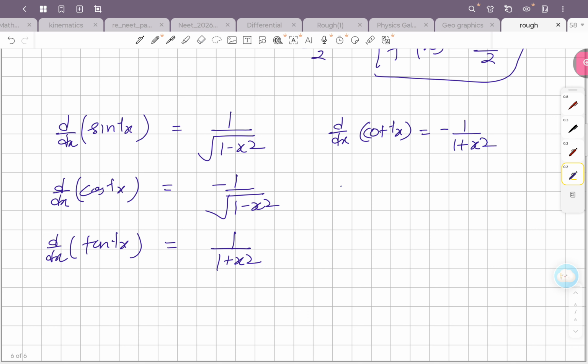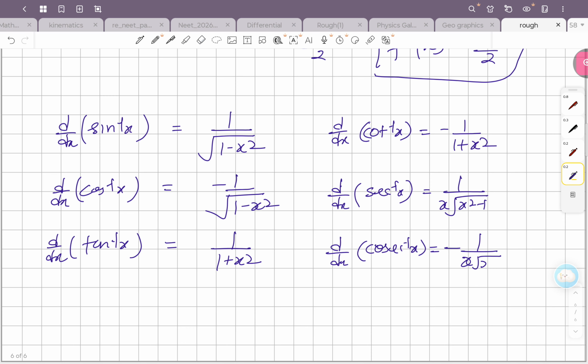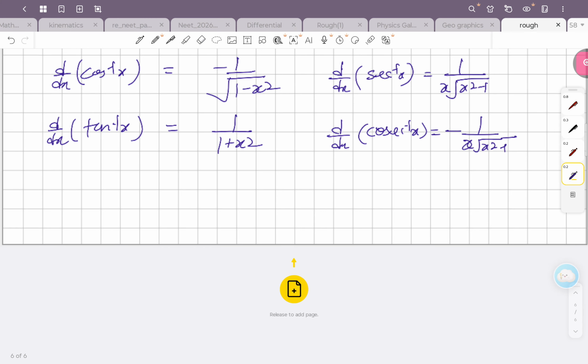Again, the differentiation of sec inverse x is equal to 1 by x root of x square minus 1. And if you differentiate cosec inverse x, it is equal to minus 1 by x root of x square minus 1. Okay, so this is the differentiation of the inverse functions.